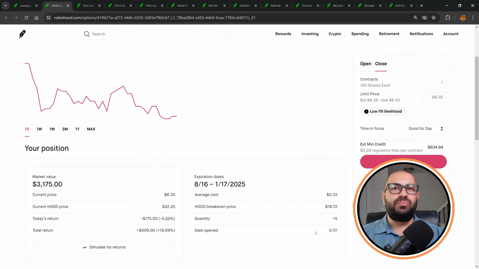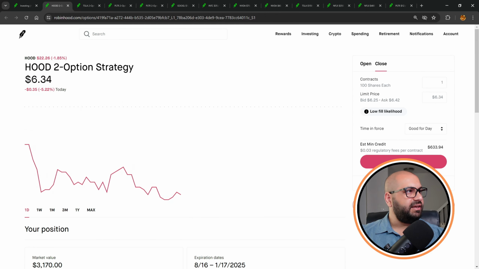I opened this trade a little more than a month ago, on May 31st. As you can see, the average cost was $533 per contract. For the expiration date, they put the short leg of the trade first, which is the $22 call that we sold, and then the long leg, which is the $15 call that we bought. You can see right now I have an unrealized gain of 19%, which is $509. If we scroll back up, you will see the value right now for this option is $6.35 per share, or $635 per contract.